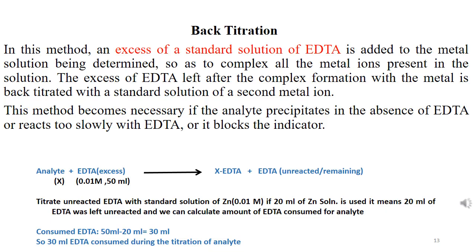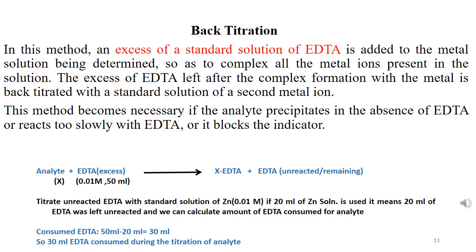So the excess EDTA that is left after the complex formation with the metal ion is back titrated with the standard solution of a second metal ion. I will further explain how we will do this back titration. This method is useful if the analyte forms a precipitate in the absence of EDTA, or it reacts too slowly with EDTA, or it blocks the indicator. In that case, we can use this back titration method.